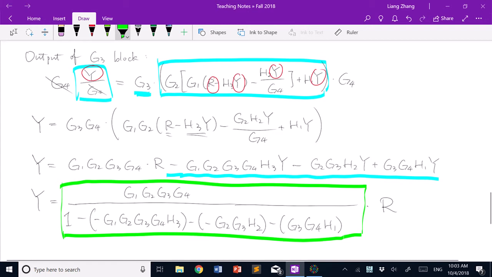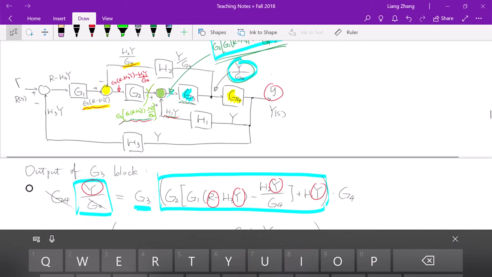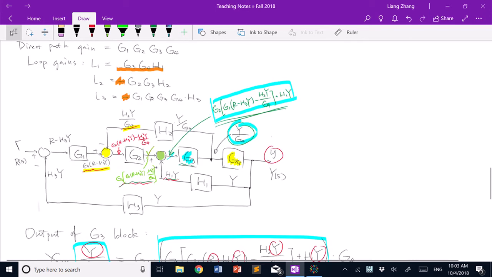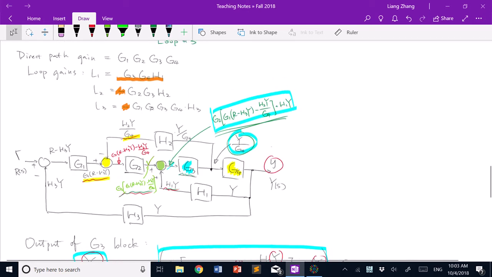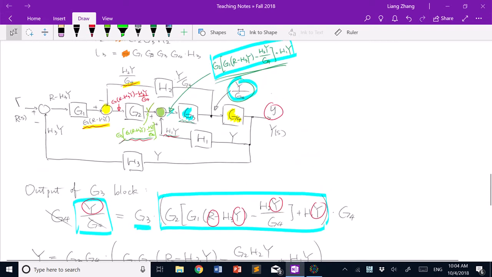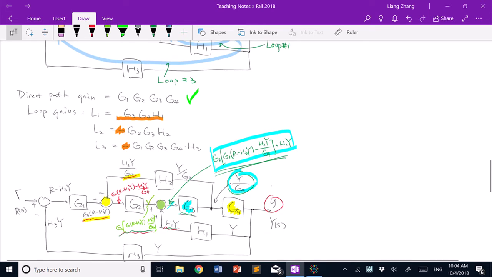Is this surprising? Now let's look at the numerator, G1, G2, G3, G4. See if I go up, what is it? G1, G2, G3, G4 is my direct path gain. That checks out up here. And what about the other terms? Go down. First term here, minus G1, G2, G3, G4, H3. Do I have it? I have it right here.